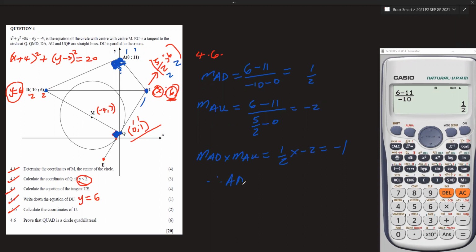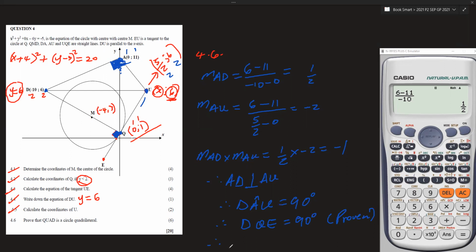Therefore, AD is perpendicular to AU. Right. Therefore, it means that angle there is 90. Therefore, DAU, or you can say UAD, or you can just say angle A because that is the whole angle, is equal to 90 degrees. Therefore, DQE is also 90 degrees, right? This one you can just say proven if you want to write the reason.